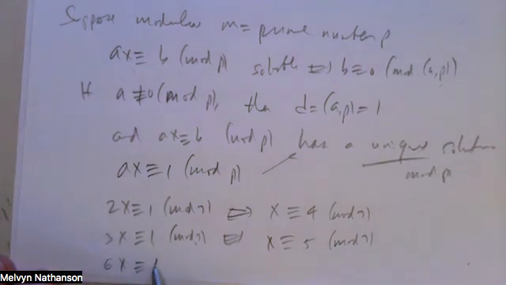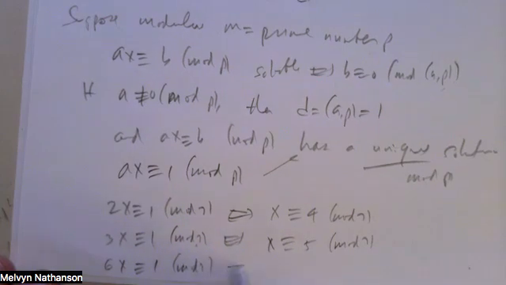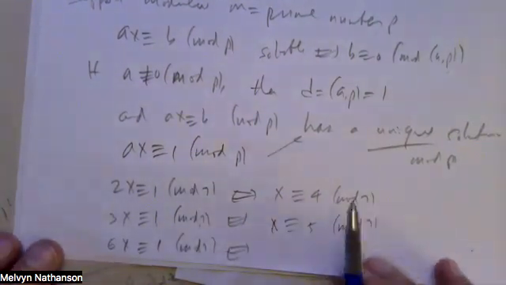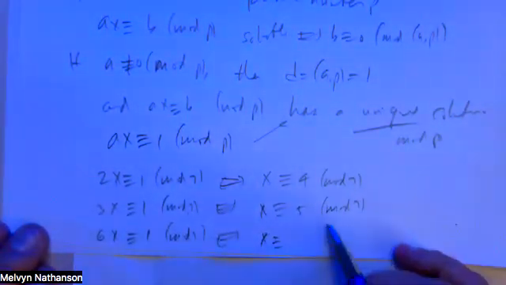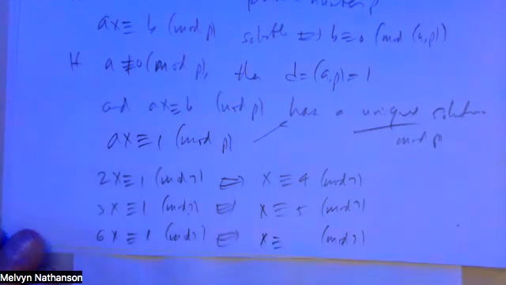What about 6x congruent to 1 mod 7? 6 and 7 are relatively prime, so this will have a unique solution. What is the unique solution mod 7 of this congruence? What's the solution of that congruence?